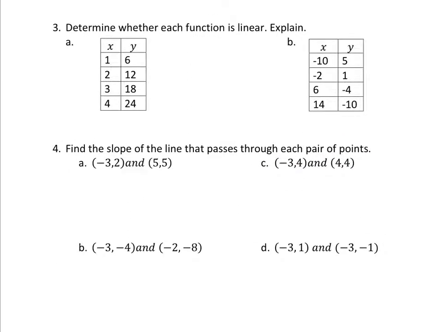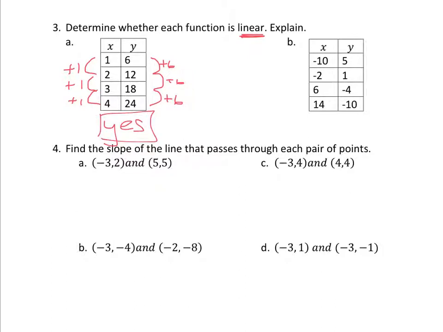Now to figure out if these are linear, all you have to do is count step by step as they go through and figure out what the change is in the x's and what the change is in the y's. Alright, so for the x's, we're adding 1 between all of these. Between 6 and 12, we're adding 6. Between 12 and 18, we're adding 6. Between 18 and 24, we're adding 6. So the rate of change is not changing. That's what a linear equation looks like, right? The rate of change stays the same the whole time. It's constant rate of change. Okay, so that is a linear function.